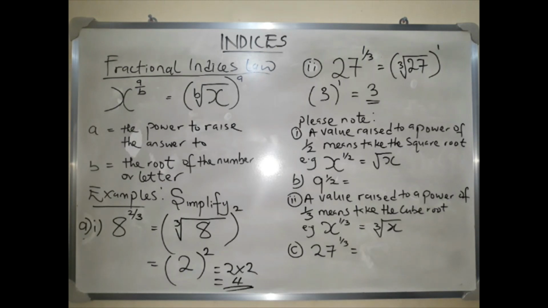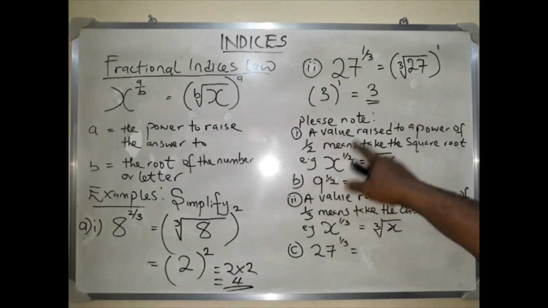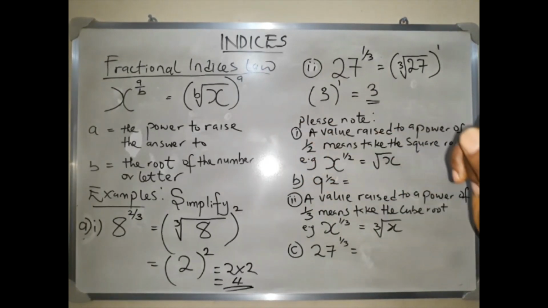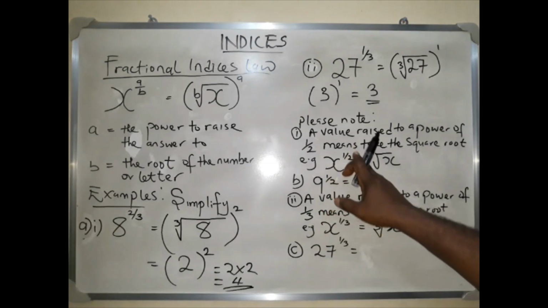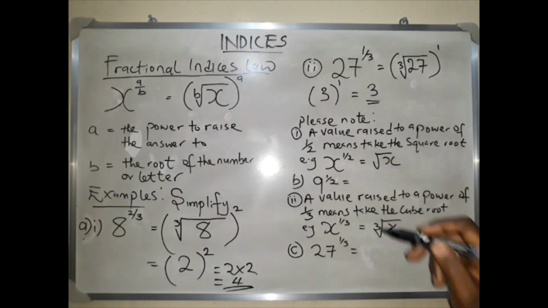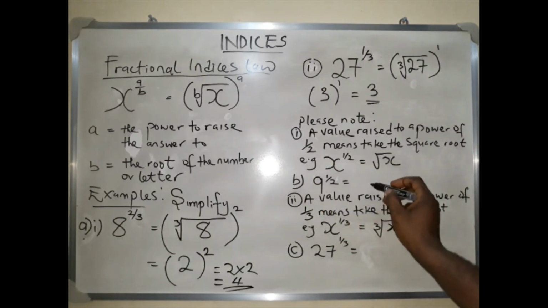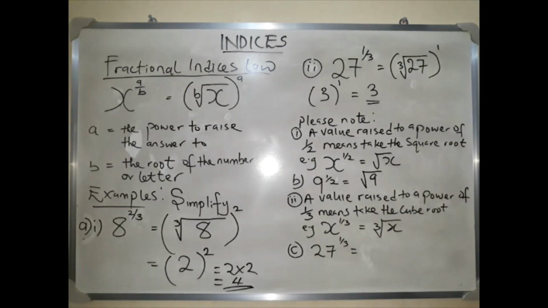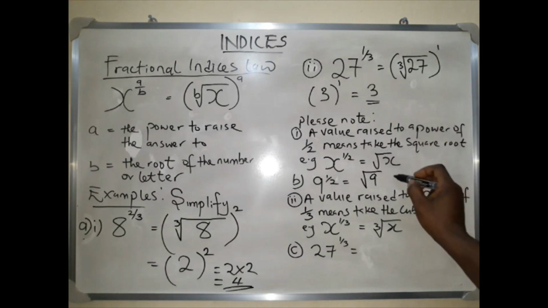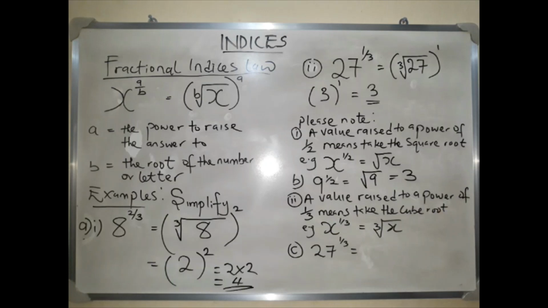Now, one of the things you need to note is, number 1, a value raised to a power of half means take the square root, e.g. x raised to power 1 over 2 will give you the square root of x. So in this example here, what is 9 raised to power half? 9 raised to power half, or 9 raised to power 1 over 2, simply means the square root of 9. And the square root of 9 is what? 3. When you think about it, the square root of 9 is actually 3.